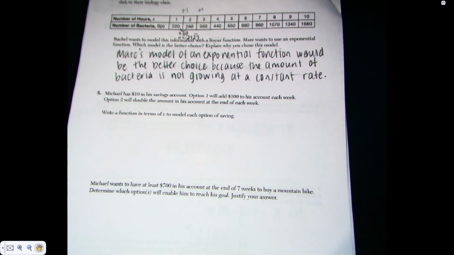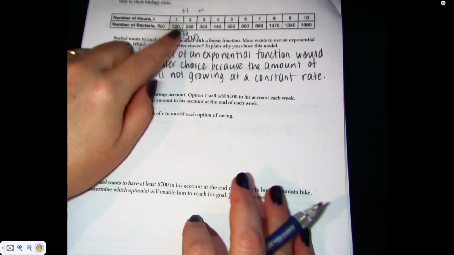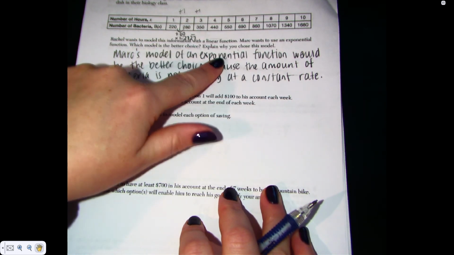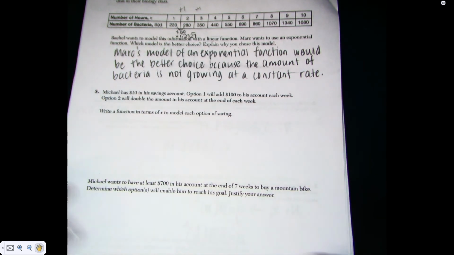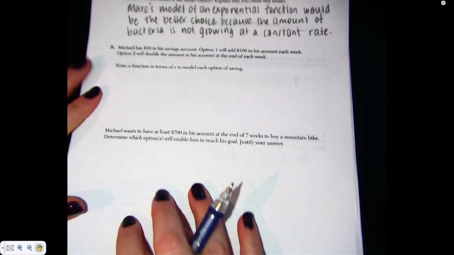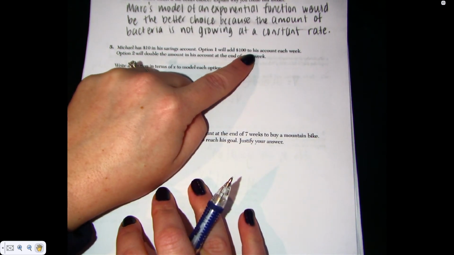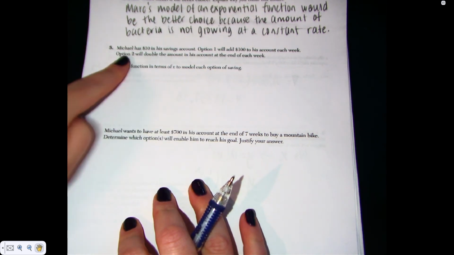Okay, so basically, if you ever are asked a question like this, all you have to do is say, do I add to get to the next number? And if you don't, it is not linear. Okay. All right. Last question. Michael has $10 in his savings account. Option 1 will add $10 to his account each week. Option 2 will double the amount in his account each week.